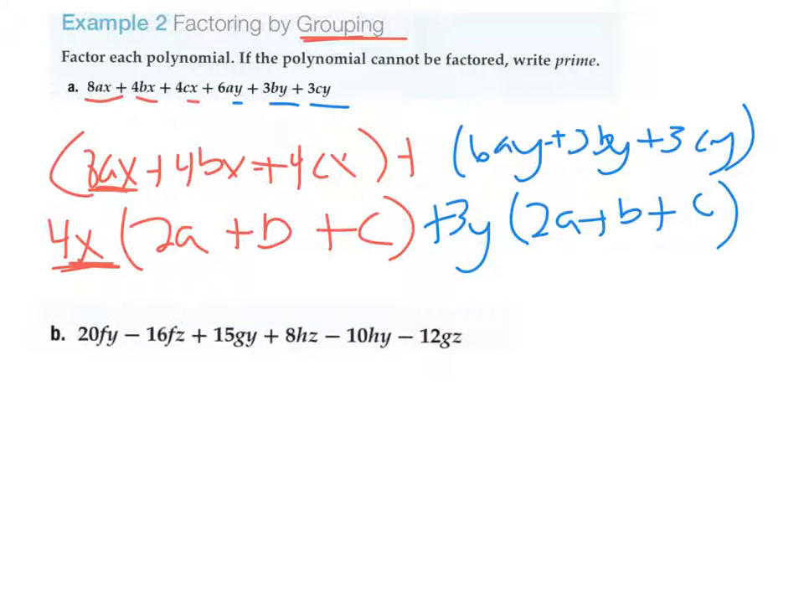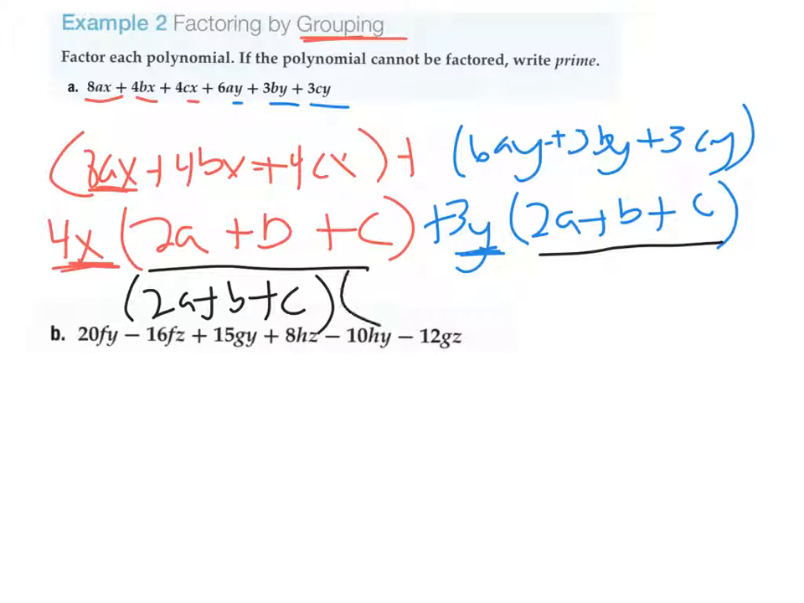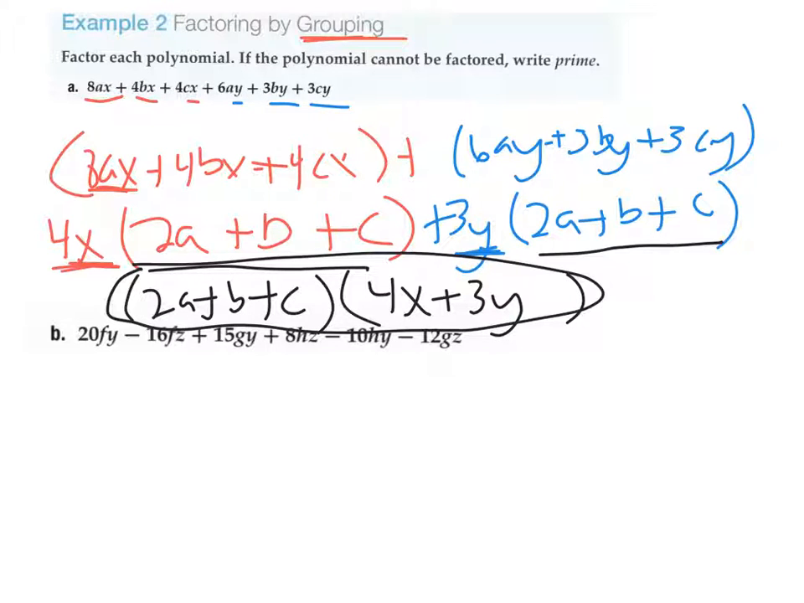So by pulling out the greatest common factor, we're left with something in the parentheses. Now if you look at these two, what's in parentheses, if they're identical or can be manipulated to become the same, you have your first factor, 2a plus b plus c. Our other factor will be what's left over, which is the 2 greatest common factors put together. And so our answer here in black is that.